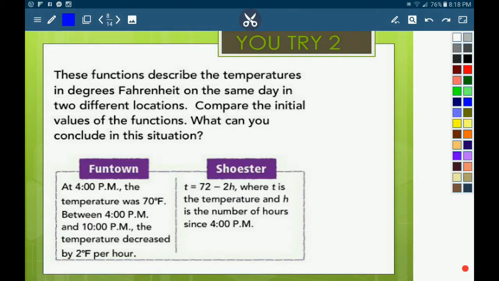So let's have you guys try this similarly on your U-Try. It's the same two cities you did in the U-Try from your last one, but this time it's going to ask you about initial value.